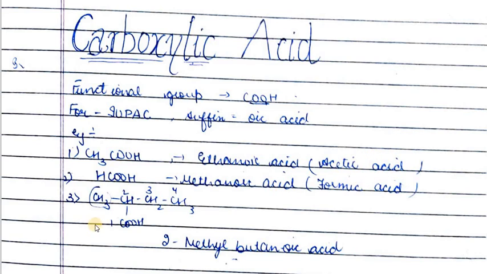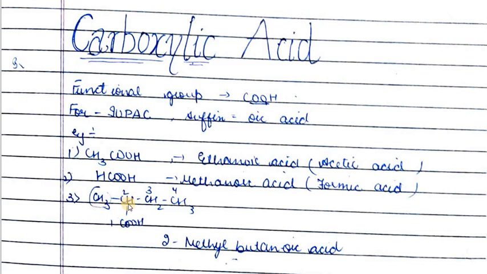kitchen. And then if HCOOH, it has only one carbon, so it is meth. Then for single bond, ane, functional group is COOH, oic acid, so it is methanoic acid. And the common name is formic acid. So these are the IUPAC names: ethanoic acid, methanoic acid.